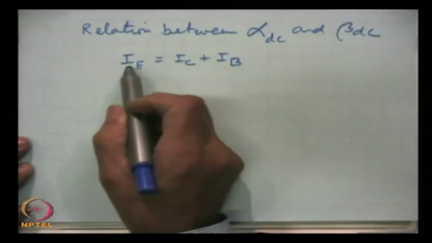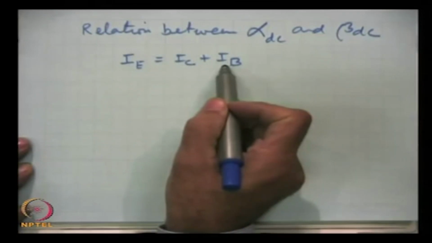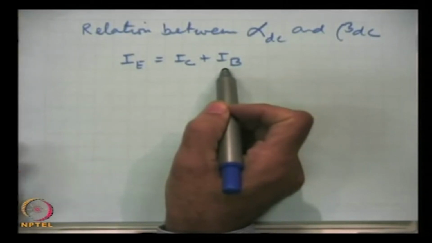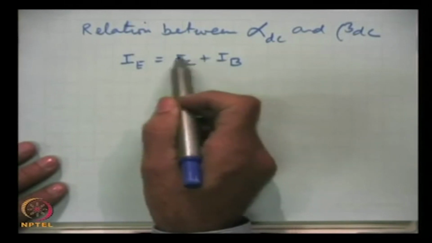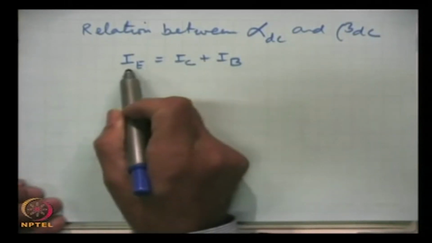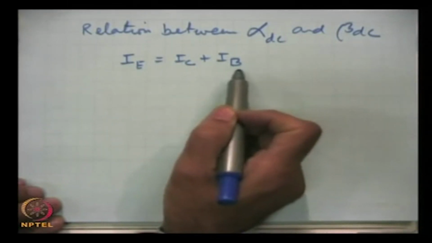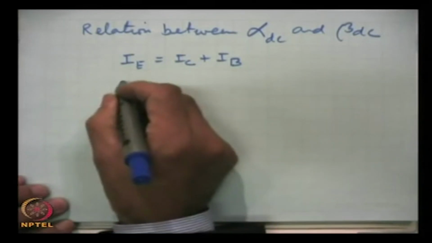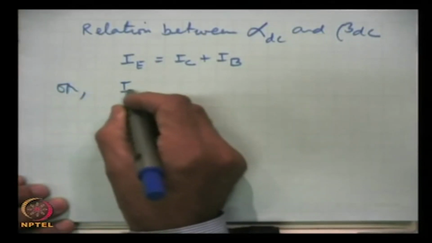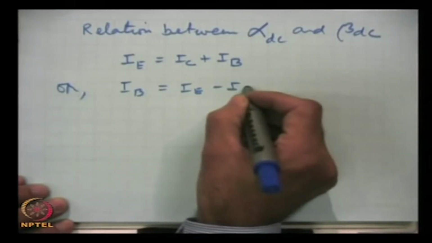You will recall that the emitter current breaks up into two regions. One is the base region where some of the electrons get recombined and which are responsible for the base current, and the remaining one, say 99% electrons, have crossed over to the collector. So, I E is made up of I C and I B, and now this can be written as I B is equal to I E minus I C.